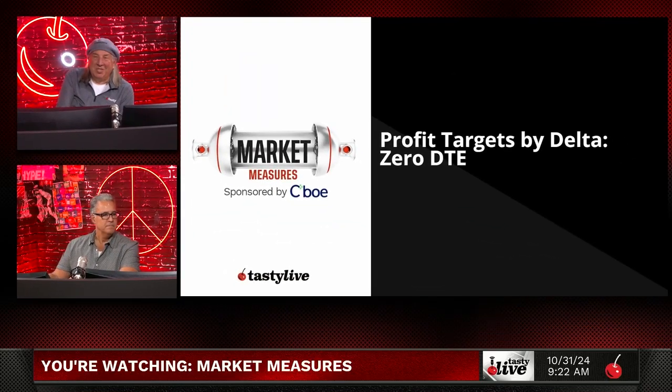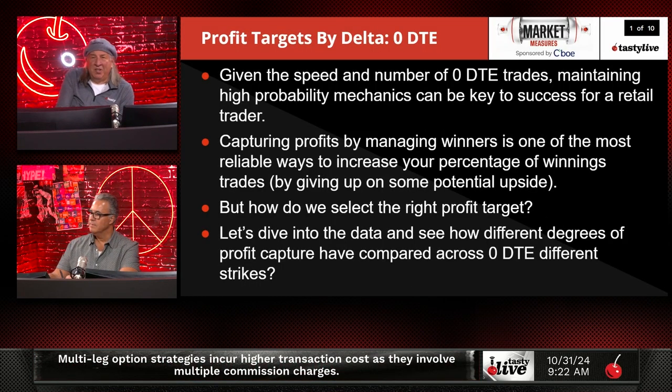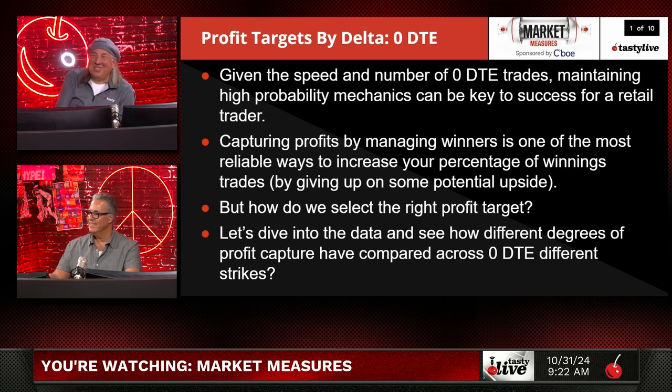Profit targets by delta. 0 DT options. This is in our 0 DT series. But given the speed and the number of 0 DT trades, maintaining high probability mechanics can be the key for success. We asked the research team to say, how do you select the right profit target for 0 DTs? Because that's the big question we get. How do you select the right profit target?